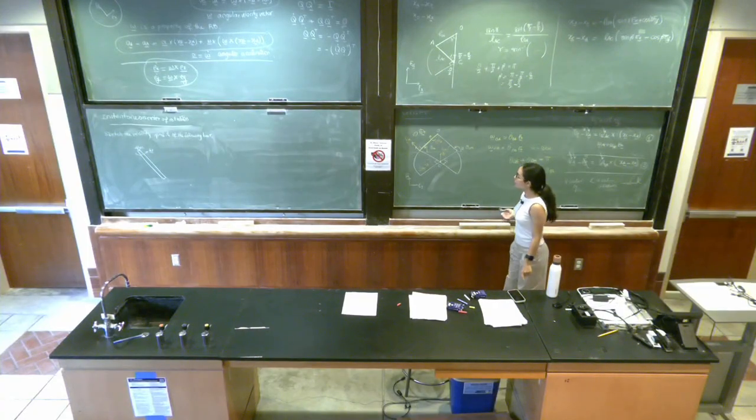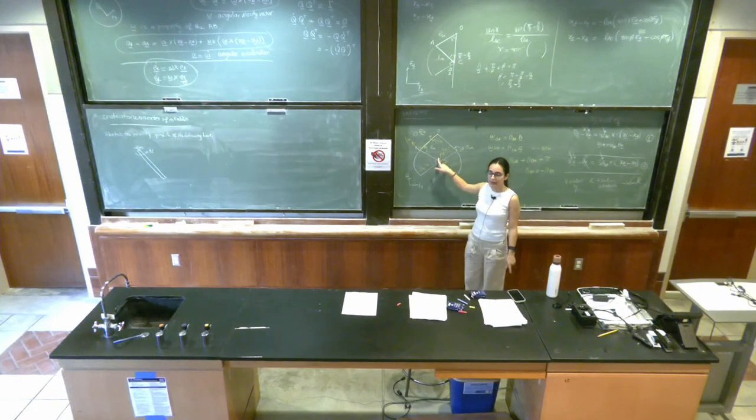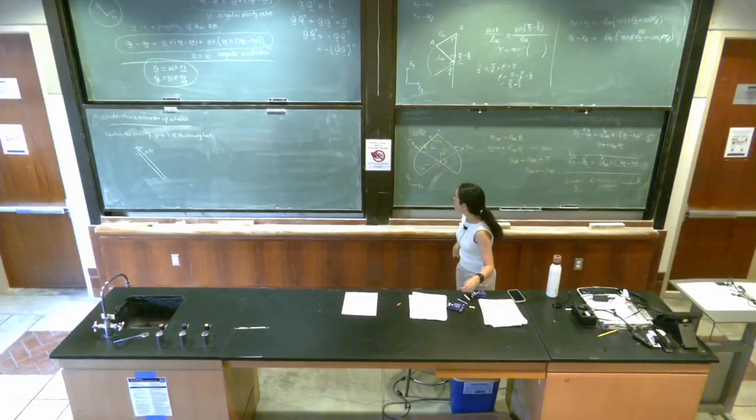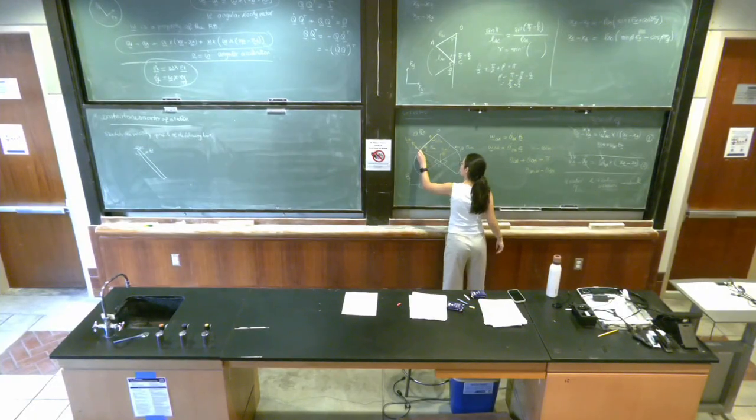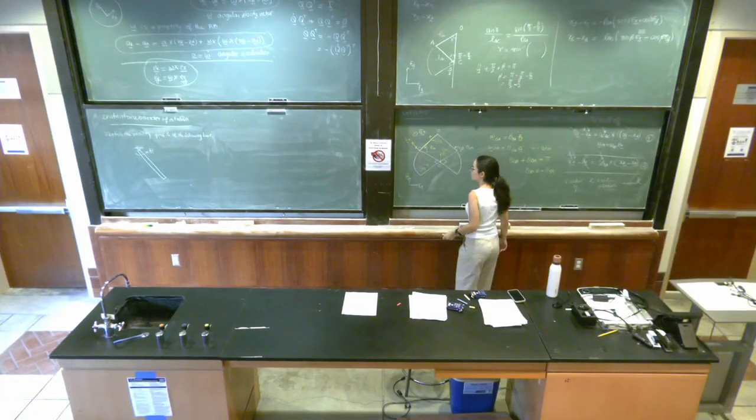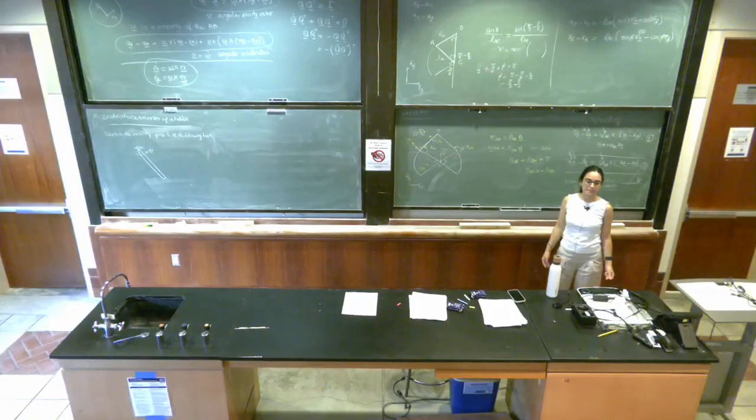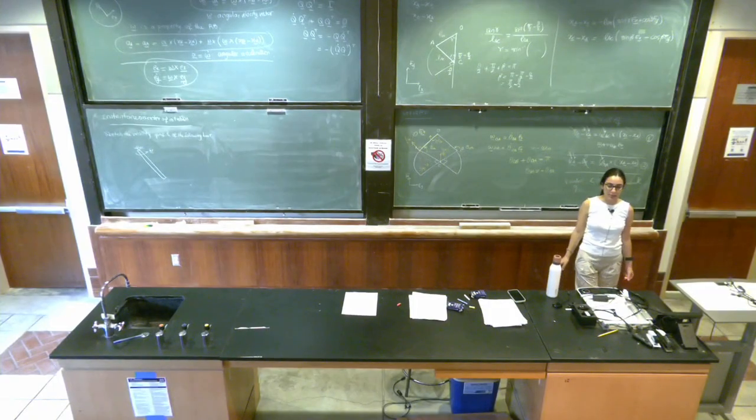Is it possible to have VC pointing up and VA pointing inwards? Is it possible to have this? VC pointing up and then VA pointing inwards? Is that a possibility? Yes. What about in this configuration?